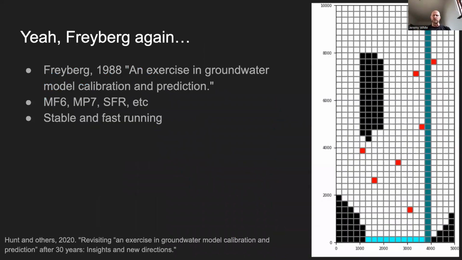As you might have guessed, it's using the Freyberg model. I'm a big fan of this model. It's very easy to publish. That's the main reason I like to use it. But it's based on a model from David Freyberg in 1988, where he was one of the first people to show that there's a counterintuitive relationship between fitting your model to historic observations and predictive ability. We've updated the model to be in MODFLOW 6. It does a little bit of particle tracking with MODPATH 7. We've added SFR in this very realistic, completely linear surface water network running from north to south in the model. And mostly the model is stable and fast running, which is a prerequisite, I think, for just about any meaningful predictive analysis.